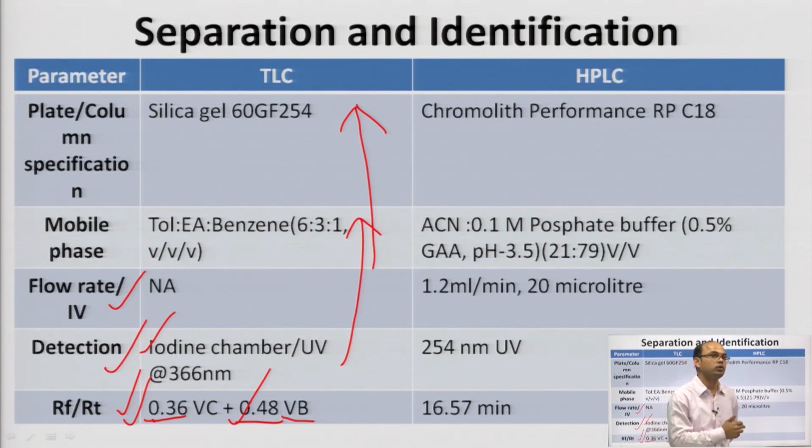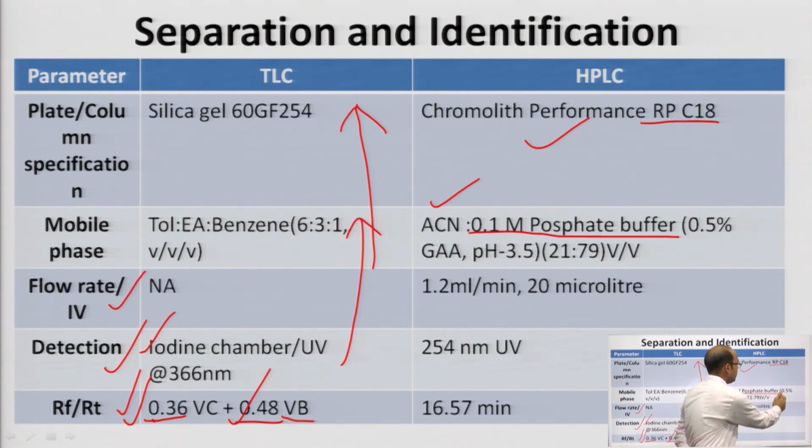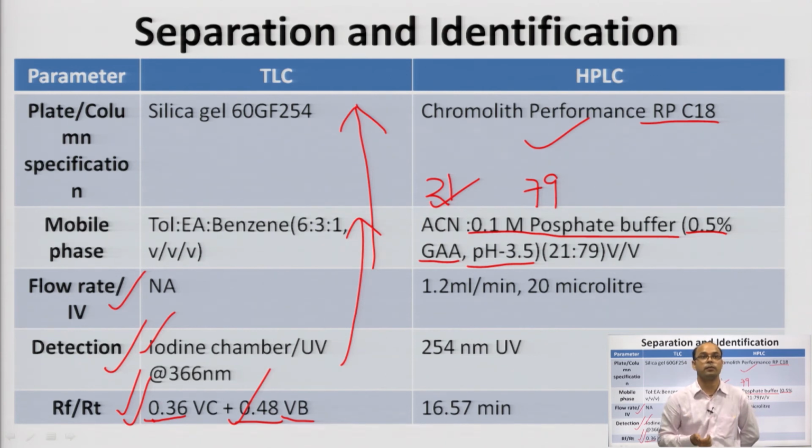For HPLC analysis, we have used a Chromolith Performance reverse phase C18 column. The mobile phase was acetonitrile and 0.4 molar phosphate buffer, 0.5% glacial acetic acid, pH 3.5, in the ratio of 21:79. It means 21% acetonitrile and 79% phosphate buffer. The flow rate through the column was 1.2 ml per minute, and a 20 microliter injection was injected in the HPLC. The detector was set at 254 nanometer, and a UV detector was used for this analysis.